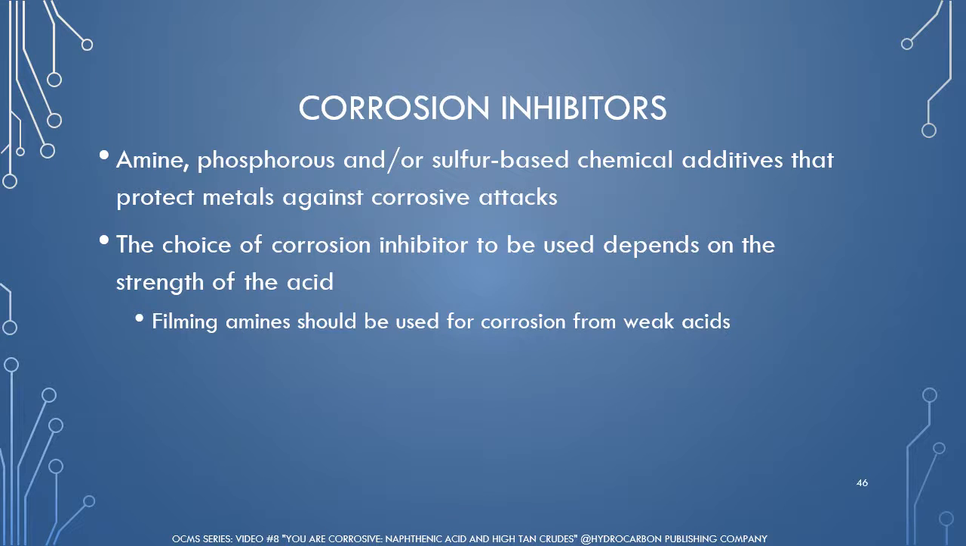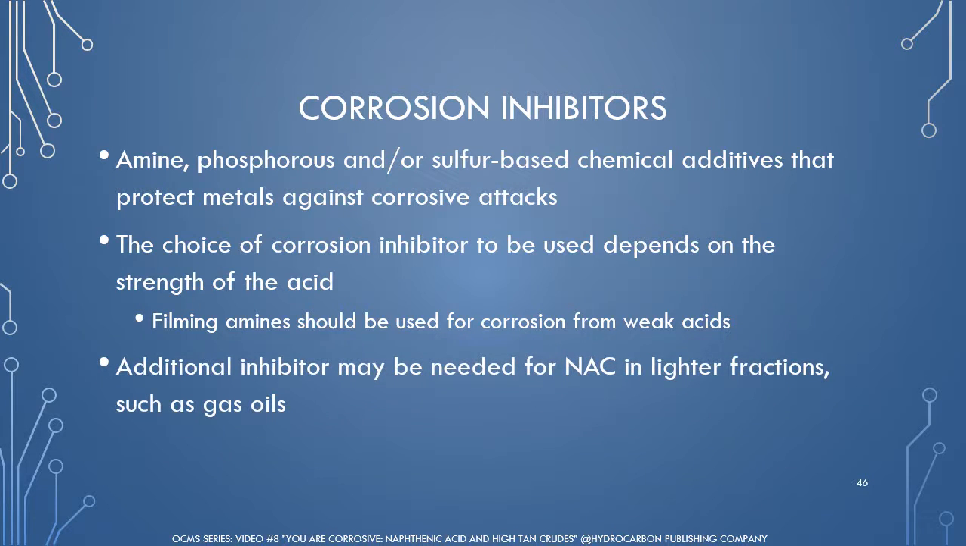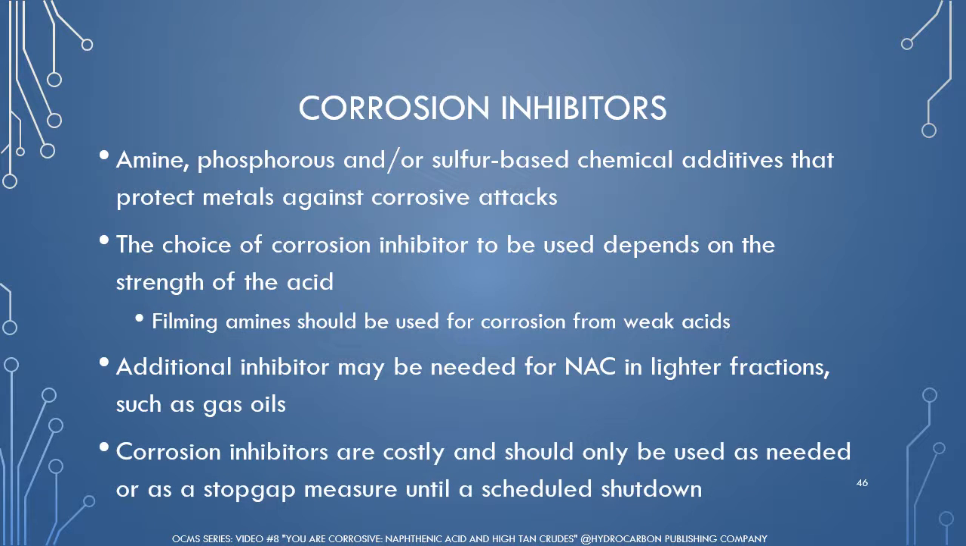Additional inhibitor may be needed for naphthenic acids in lighter fractions, such as gas oils, for which non-volatile inhibitors do not provide protection. Because corrosion inhibitors are considered to be a costly remedy, they should only be used as needed or as a stopgap measure until a scheduled shutdown.